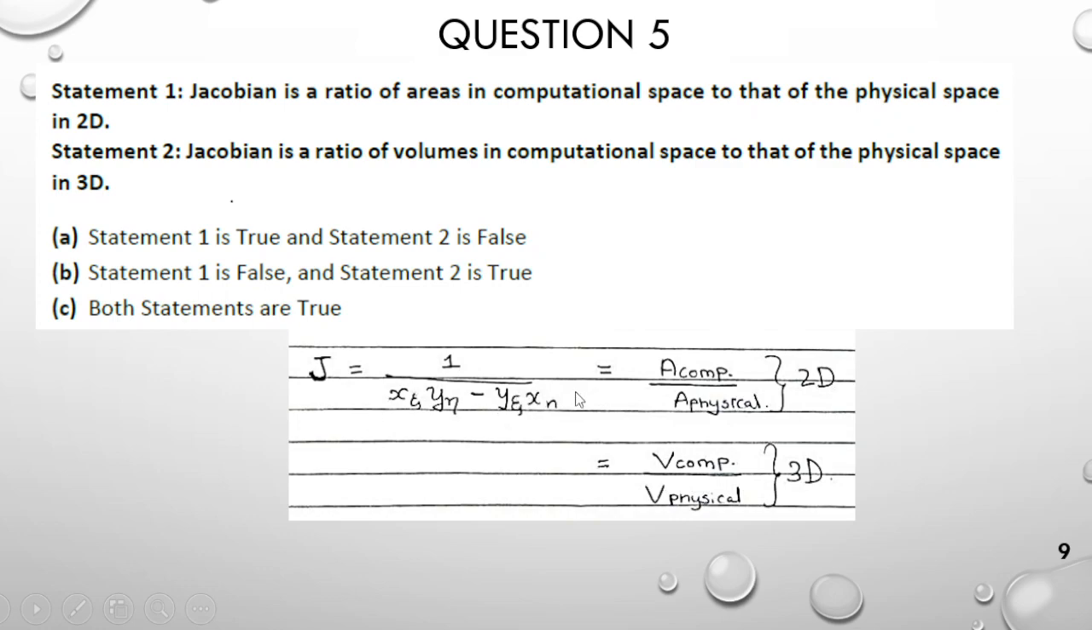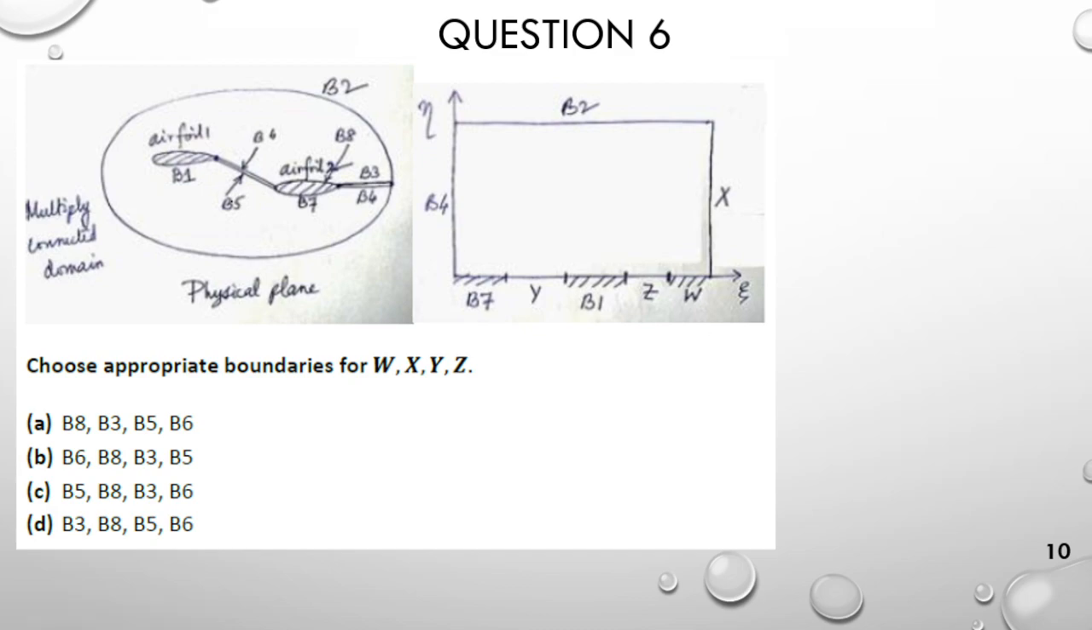Based on this we can say that this represents the area in the computational space to the area in the physical space, for a 2D problem. Similarly, we can do the extension in 3D also, although we do not have the mathematical form. A similar extension can be done in 3D, wherein it will become volume in computational space divided by volume in physical space. So both the statements are true here.